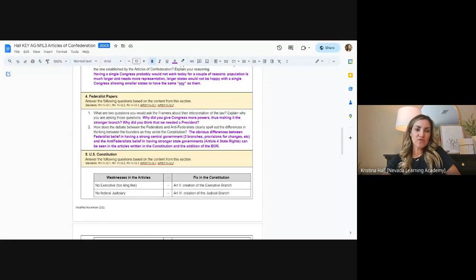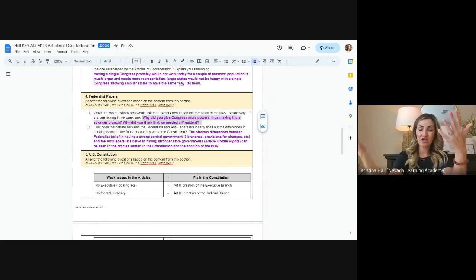Okay. So if we go to number 4, we did look at the first one, and I'll just review this one. What are 2 questions you would ask the framers about the interpretation of the law? Explain why you are asking those questions. So think, if you were the public, what might be a question you might ask these Federalists or Anti-Federalists as they're rewriting the Constitution? So why does Congress need more power? Because remember, in the Articles of Confederation, Congress didn't have very much power. And one of the big pushes is that they were pushing to have a central leadership position called the president, kind of to replace the idea of a monarch. And so, of course, there was a lot of fear that we would just basically create a dictator. So why do we need that?